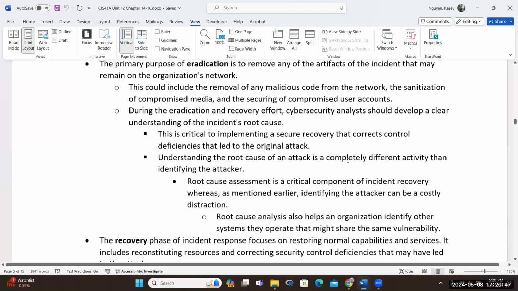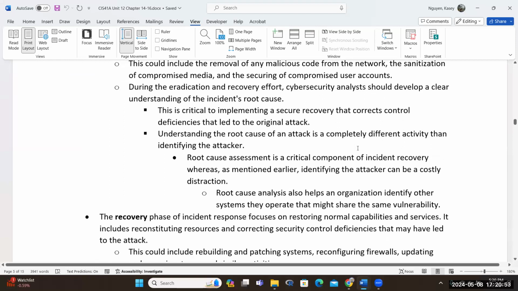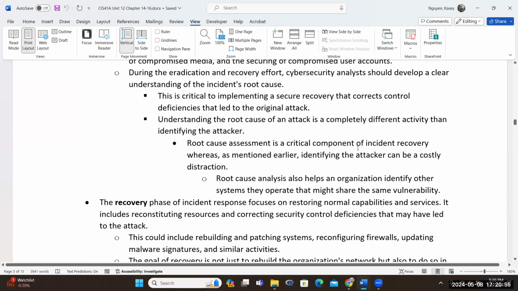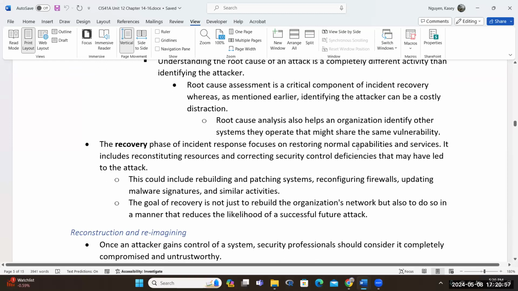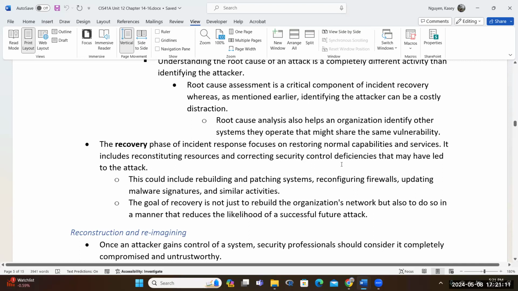Here it talks about eradication. This is on page 5, and then recovery. So recovery is really the phase where we bounce back. We try to come back to how it was before the incident. And we would correct security controls. That's really important.